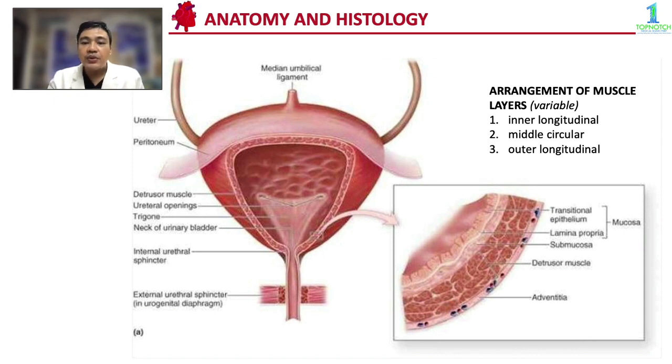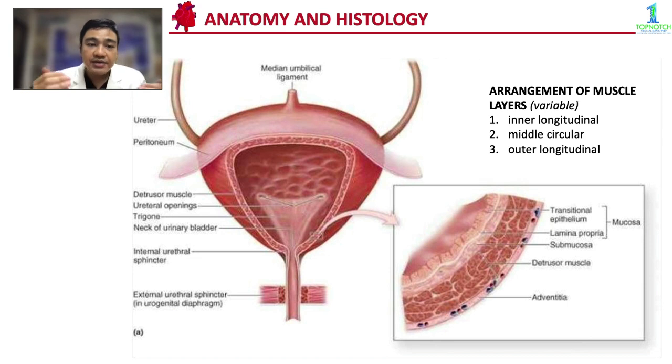As you all know, the urinary bladder is lined by your transitional epithelium. Other terms used, urothelium, because it's very particular or specific to your bladder, to your ureters, all the way up to the collecting system, yung mga calyx na yan.